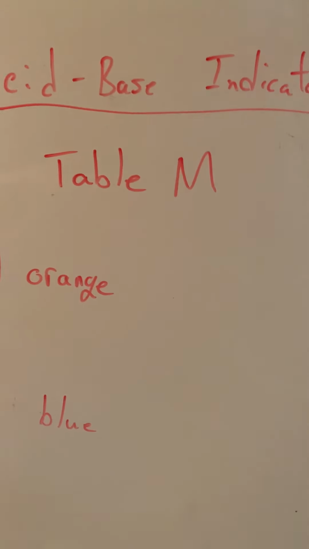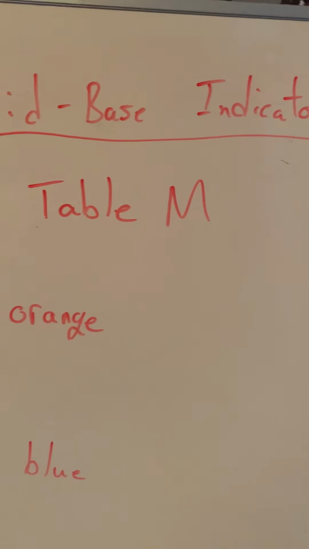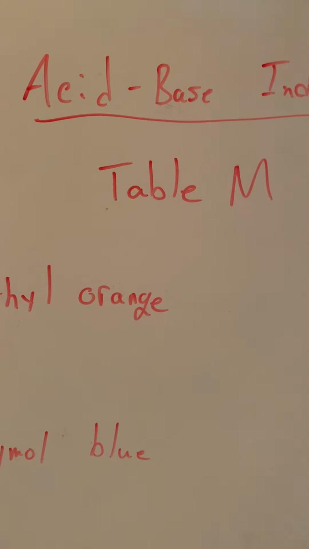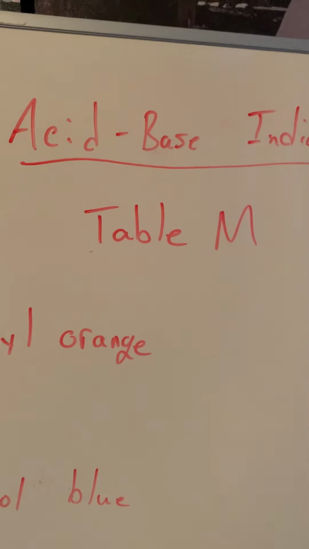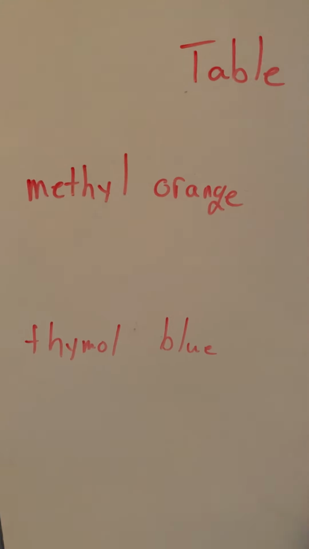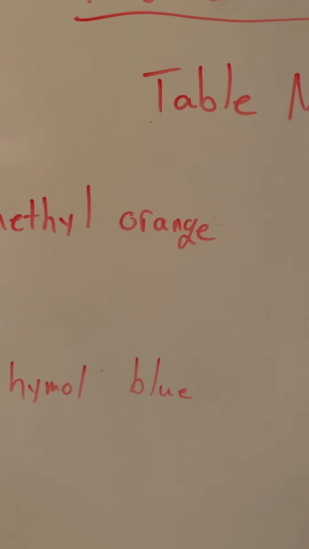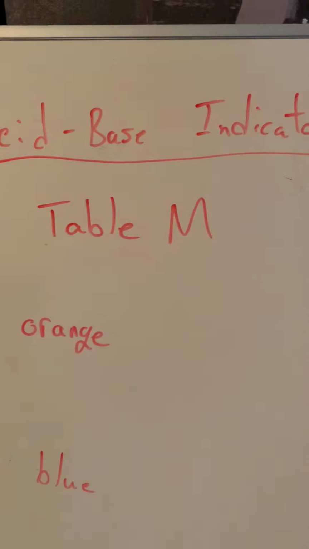All right, now that you have your reference table and you're looking at table M, you'll see that it's got a list of indicators, an approximate pH range for color change, and then what actual colors they'll be changing to. So I'm going to give you a couple examples of that. I'm going to do one with methyl orange. I'm going to do one with thymol blue. But before I even talk about these, why do we care about acid-base indicators?